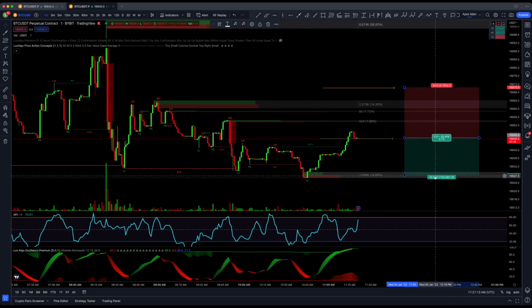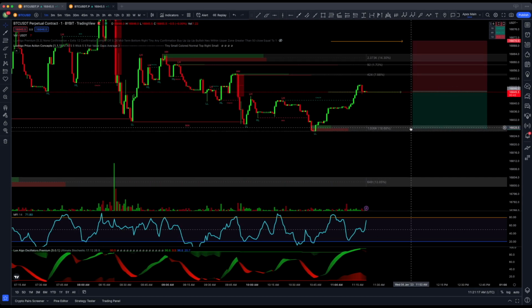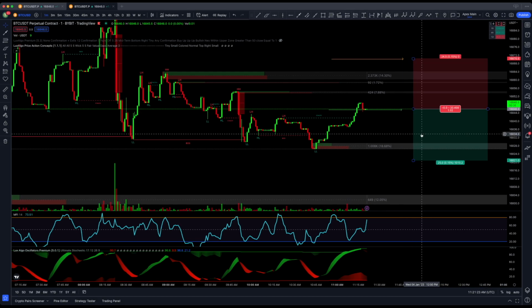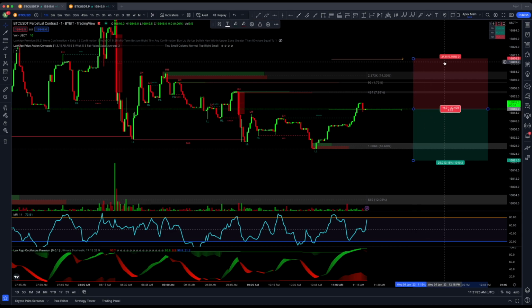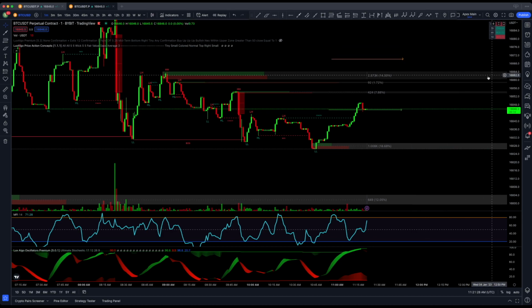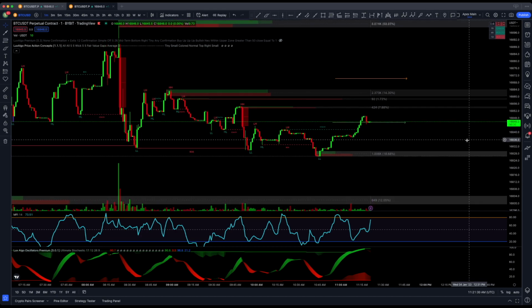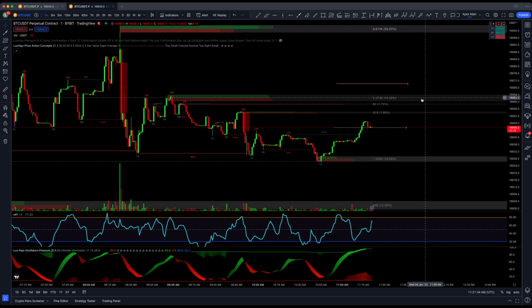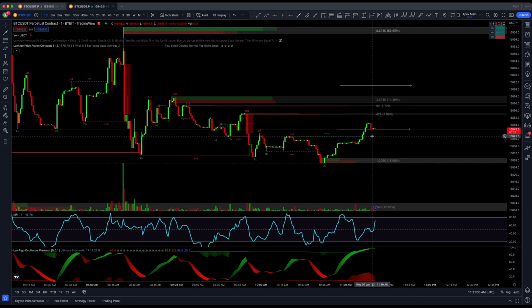If we came down here, it'd still be $180. If we came down to the next order block, $440. I'd like to see this structure get broken and then come back and claim this change of character here.